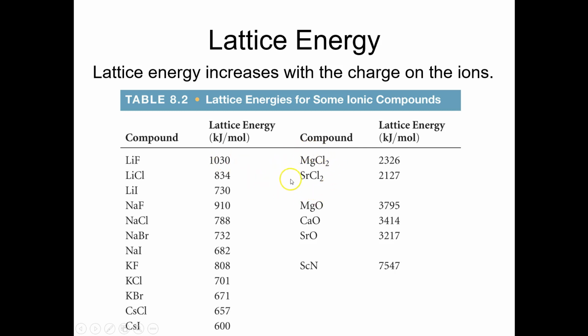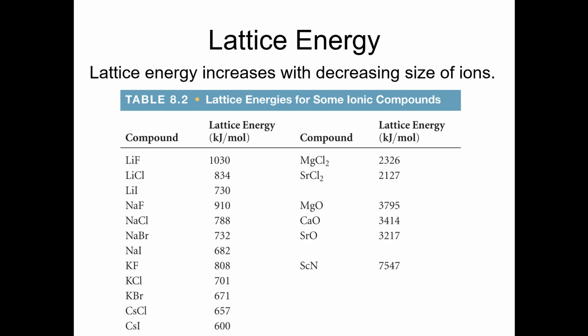When you go to magnesium chloride and strontium chloride, which are examples of compounds in which the cation now has a charge of +2, you see a really significant jump. So this is +1, -1, and they range from 600 to about 1,000. This is +2, -1, and now you can see that they range from about 2,100 to 2,300. If we now go to +2, -2, in other words a +2 cation and a -2 anion, you can see that they jump up again because the magnitude of the charges is increasing. Therefore, the lattice energy is increasing. And if we go to +3, -3, in the case of scandium nitride, you can see that it really jumps up significantly.